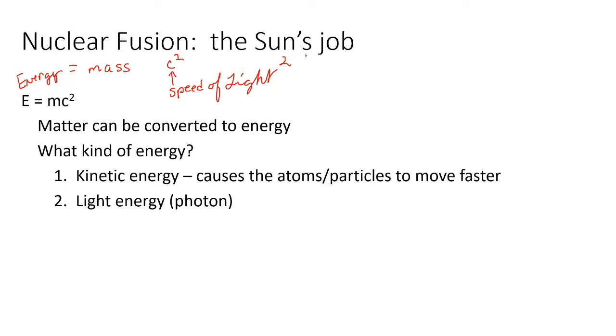What it shows us is, and it's a really, really big number, is if you have a little bit of mass, you can convert it to energy. Matter and energy are not really separate things. Matter can be converted into energy. Now, what kind of energy? Because to say energy is a very vague term. One type of energy is kinetic energy. It'll cause the atoms and particles to move faster. And the other type of energy that we're really interested in is light energy. And light energy is carried by the light particle, the photon.